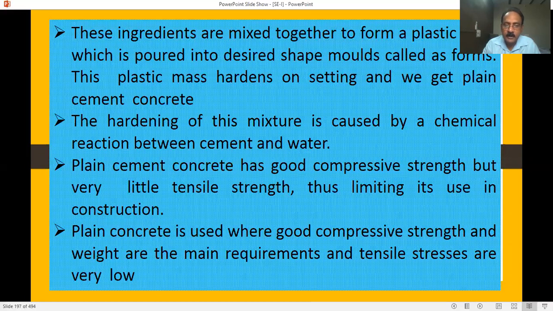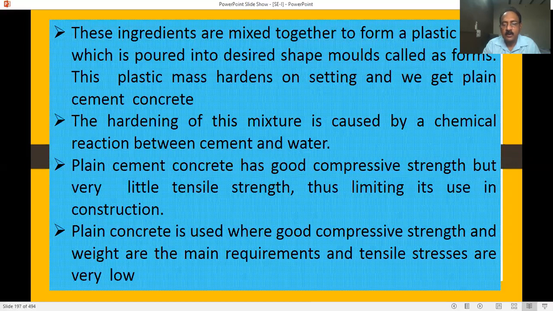See, these are very important points. Plain cement concrete has good compressive strength, but very little tensile strength. This is one of the important points in the RCC concept. The plain cement concrete structural element will not fail due to compressive load, but it may fail due to tensile stress. That is limiting its use in construction.